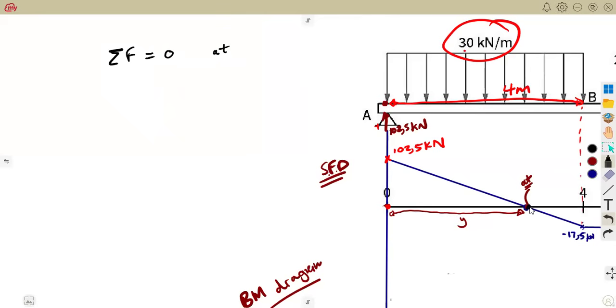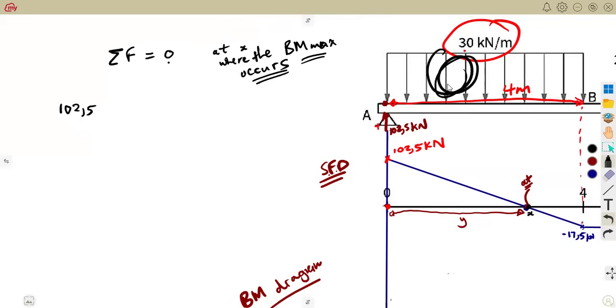At this point, let's call it x, which is where the maximum bending moment occurs, the sum of forces there will be equal to 0. So we can take advantage of that, because already there we have a force which is given directly from A, so it's positive. So we're going to take 102,5.